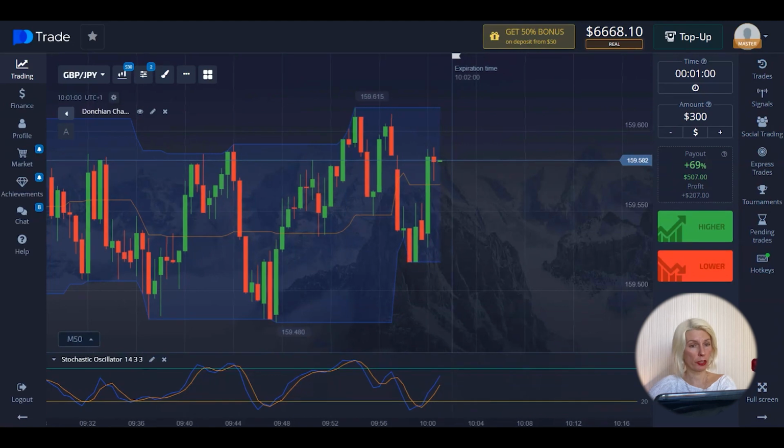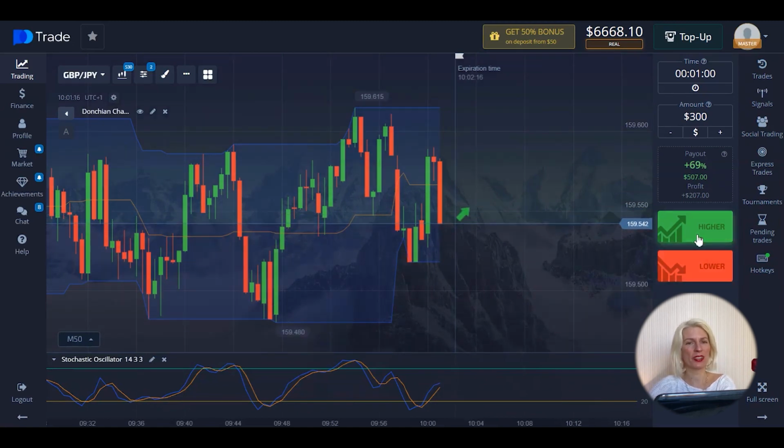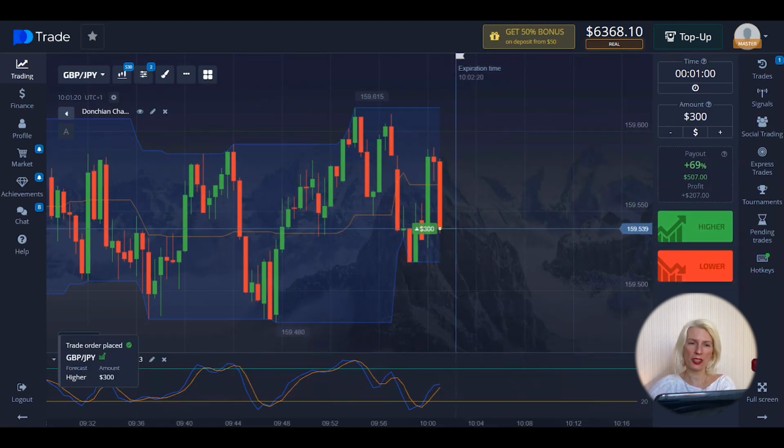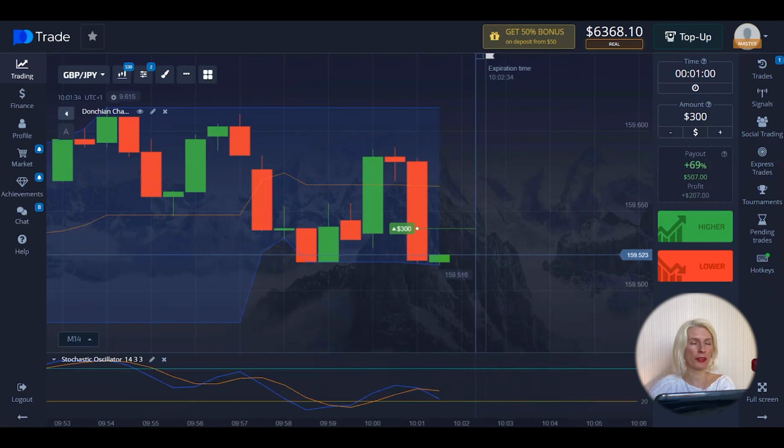A new candle changes its direction and goes down, now breaking through the middle band of the indicator in the opposite direction. The stochastic tells us that the rise is not over yet, and I decide to open an up trade on a price pullback. We do not change the bet and leave it at $300.